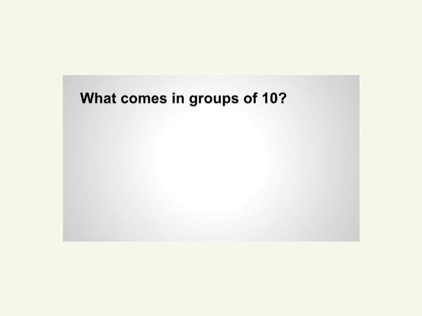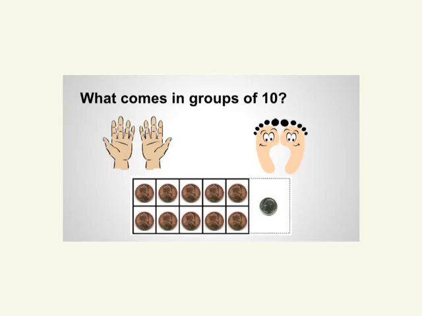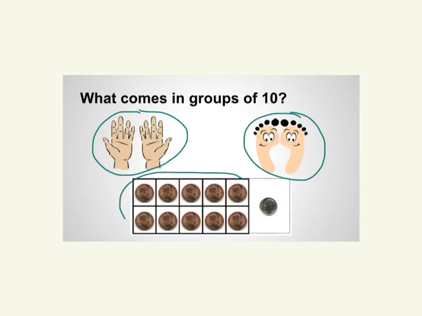What comes in groups of 10? Stop for a moment and think. What things are always or almost always in a group of 10? How about these things? Did you think of fingers, toes? How about the fact that there are 10 pennies in a dime? What else did you think of?